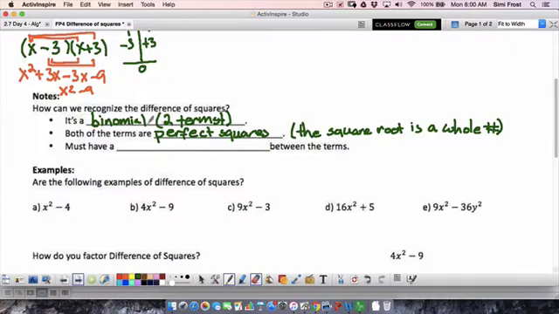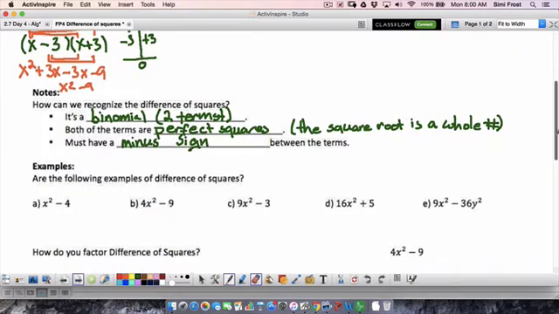And if you don't remember what a perfect square is, you're going to want to write this down. A perfect square is when the square root is a whole number. So no fractions or decimal points and no negatives. And then the last thing for it to be a difference of squares, well, the word difference means that there must be a minus sign between the two terms. Otherwise it's not a difference of squares.